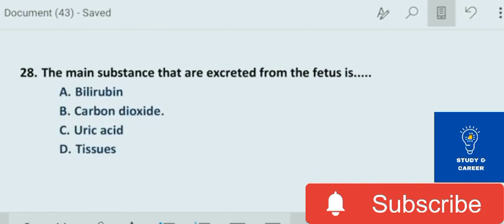28. The main substance that is excreted from the fetus is dash: A. bilirubin, B. carbon dioxide, C. uric acid, D. tissues. So carbon dioxide is the main substance that is excreted from the fetus.